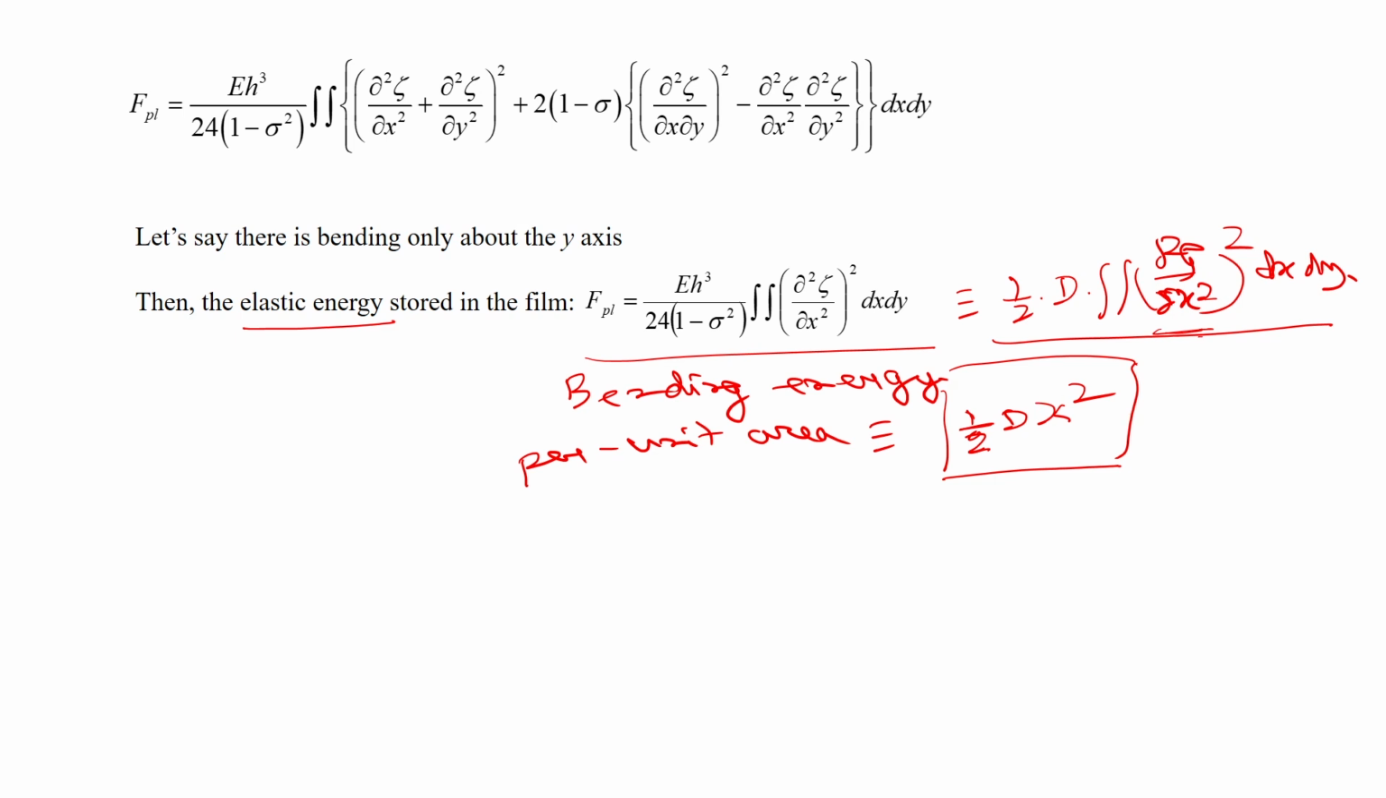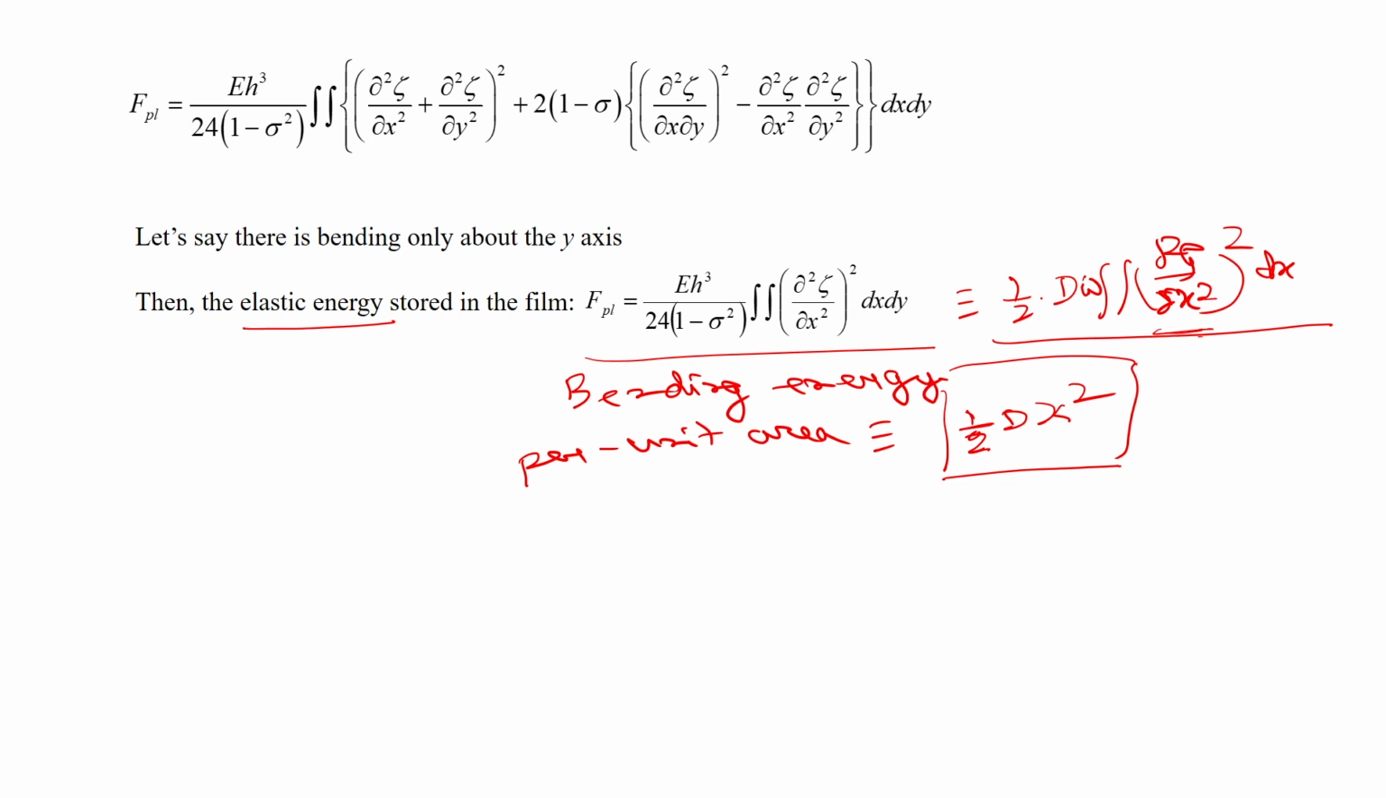If zeta depends upon x, we have to define it like this, and here it is not depending on y, it is only up to x, because along the y axis this is the same. So, here it will be half D, and then let us say its width is w, it will be like this. So, this is what the bending energy per unit area is.